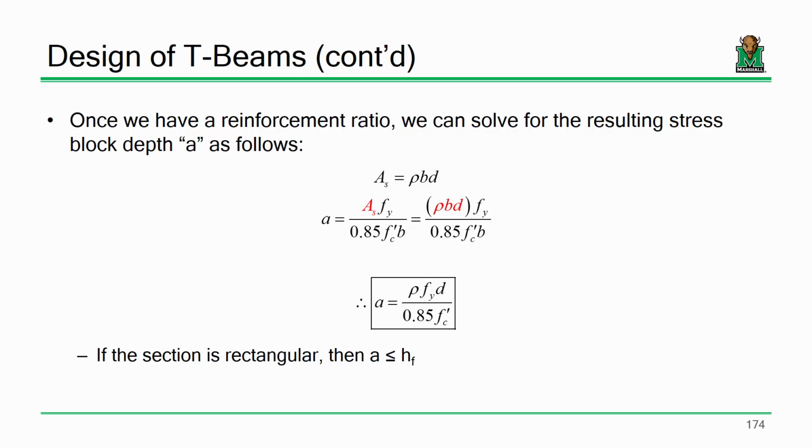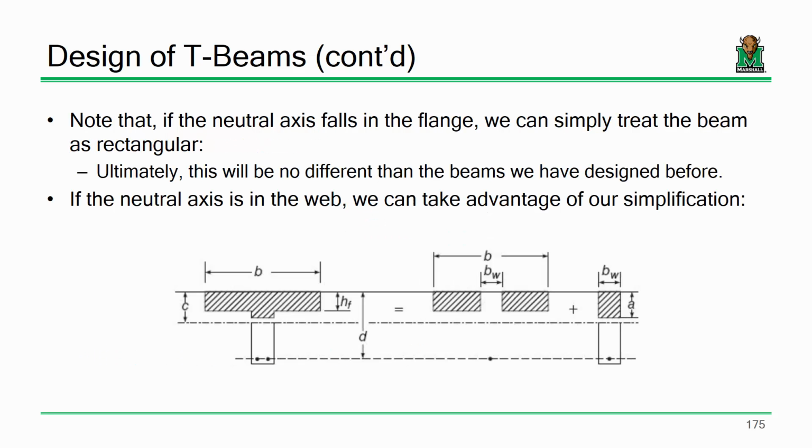Based on the rho that we compute, we back calculate a. If that depth is greater than the flange thickness, then our stress block goes into the web and we're dealing with a true T-beam. So if we've got that case, we use that simplification that we did before where we split it up into a flange couple and a web couple, and we solve accordingly.